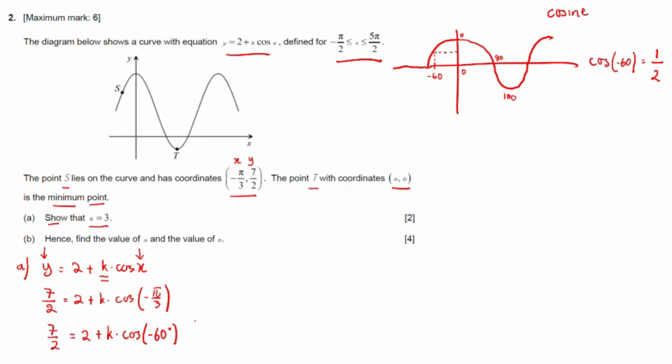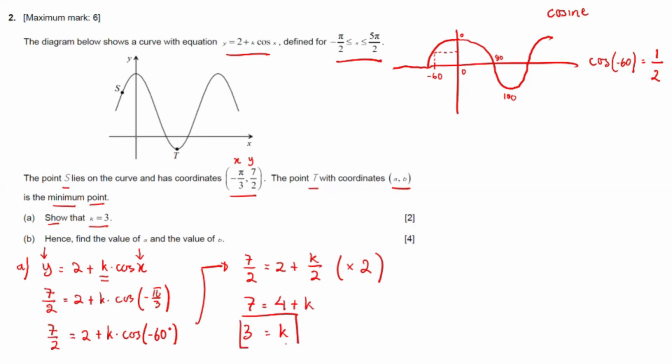So that's what we substitute here. Let me write it here. We have 7 over 2 equals 2 plus k times 1 over 2, I'll write it k over 2. It's better if we don't work with fractions, so I will multiply everything by 2. So now we will have 7 equals 4 plus k, meaning that 7 minus 4 equals k, so k equals 3. And that's how we get k equals 3.